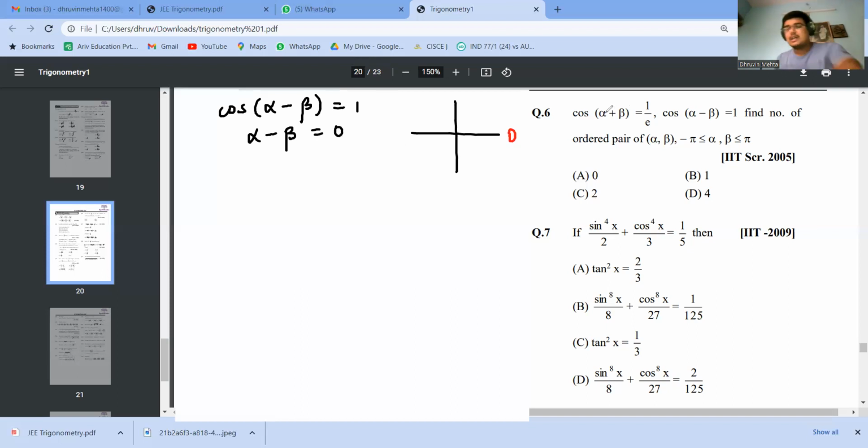And can we have any other answer? See, they have written alpha and beta are from minus pi to pi, Arush. So what other options can there be in minus pi to pi? One can be 0 degrees, and 180. 180 is actually giving minus 1, Arush. Alpha minus beta can be pi here, because cos pi will be minus 1. So it can't be 180.